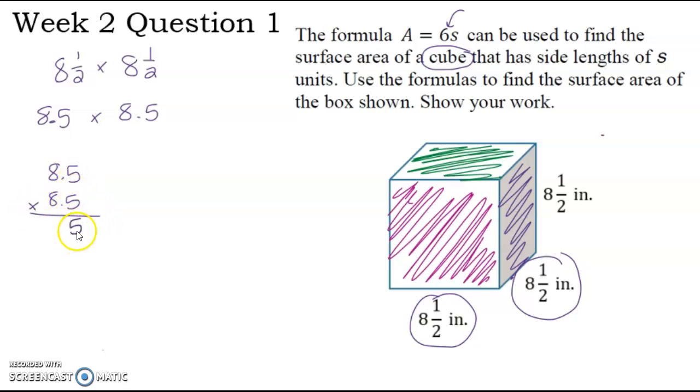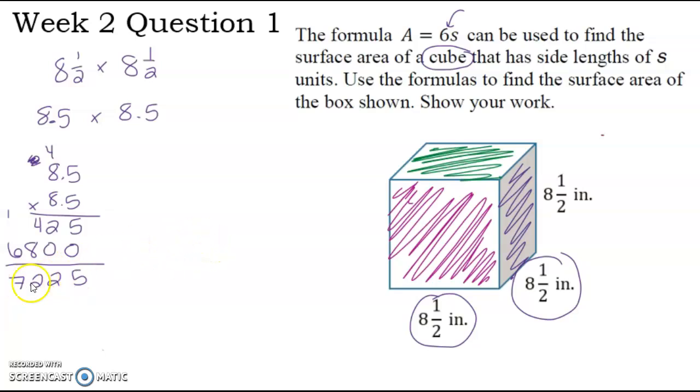5 times 5 is 25. 5 times 8 is 40, plus 2 more is 42. Now I'm moving over to the 8, so I need a placeholder. I'm going to cross this out so I don't get confused. 8 times 5 is 40. Put a 0 here and carry a 4. 8 times 8 is 64, plus 2 more is 68. Okay, 5 plus 0 is 5. 2 plus 0 is 2. 4 plus 8 is 12. And 1 plus 6 is 7.